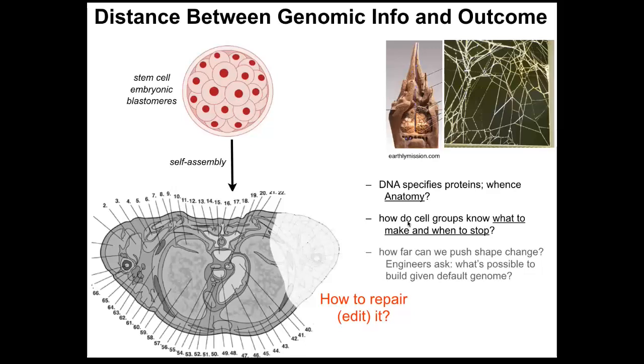that enables cells to know what to do and when to stop. And from that, we can infer how we convince cells to repair things that are missing or damaged. And then, of course, as I'll show you at the end of this talk, more so, what can we get them to build other than the default morphology?